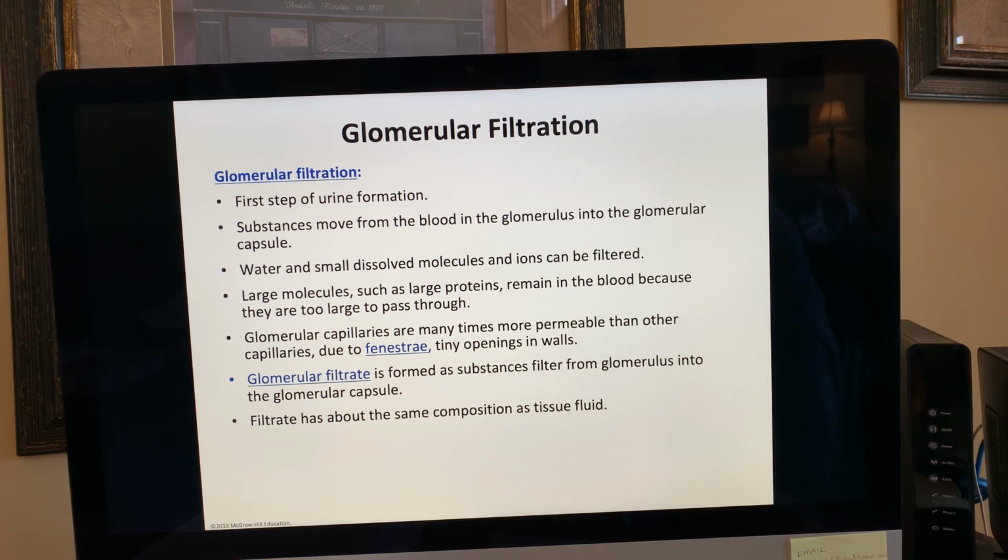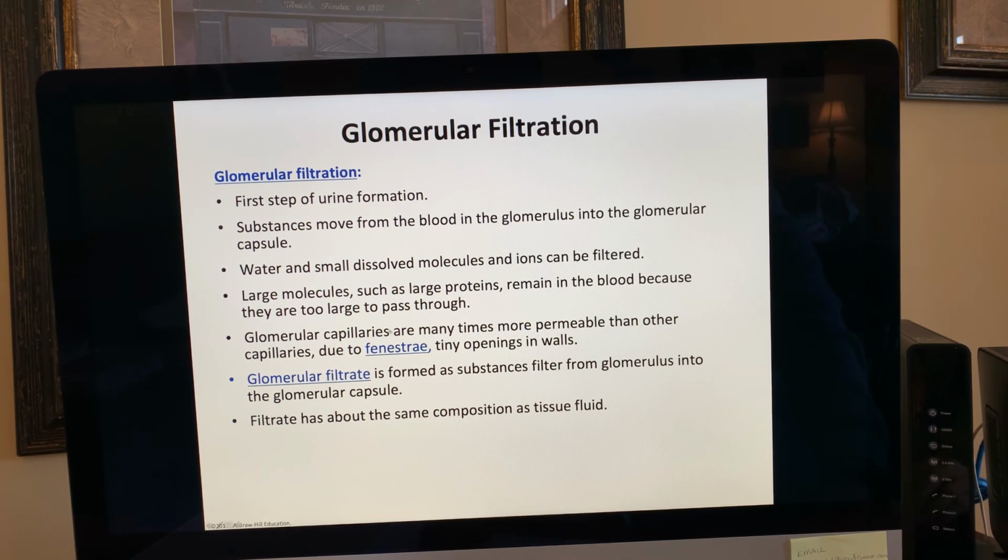So the first step is filtration. Filtration occurs through the capillaries of the glomerulus and through the podocytes which sit on the surface of those. Small things like water, small dissolved molecules, nutrients, small charged particles, sodium, potassium, things like that can get through. What can't get through? Large proteins. Cells can't get through. Red blood cells, white blood cells, platelets can't get through.